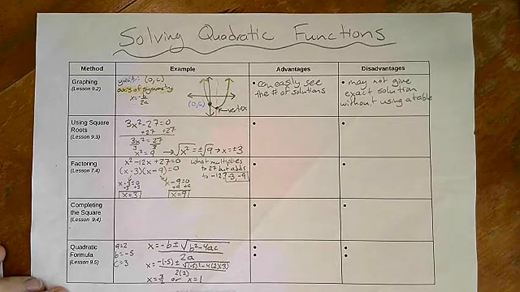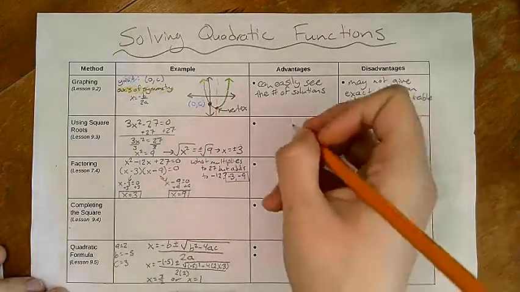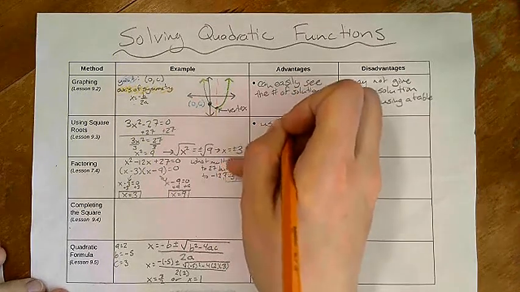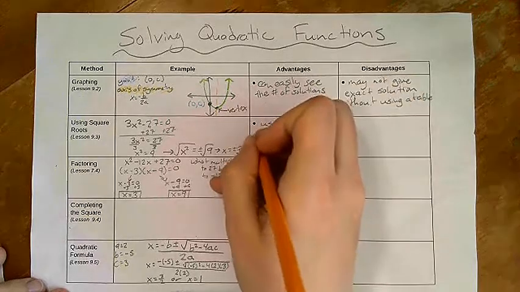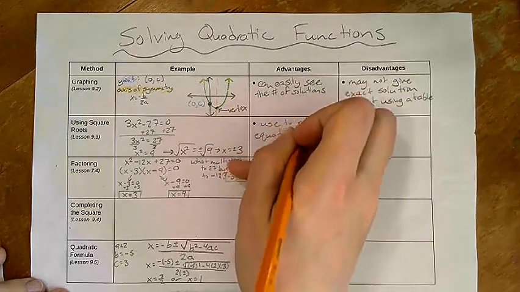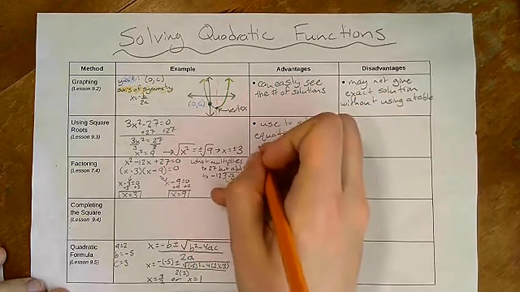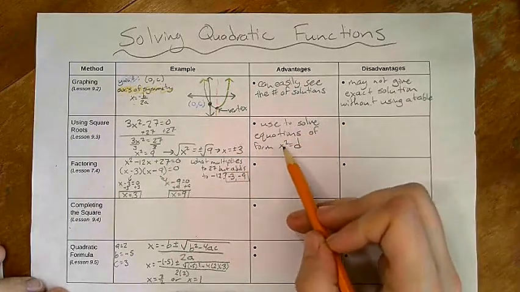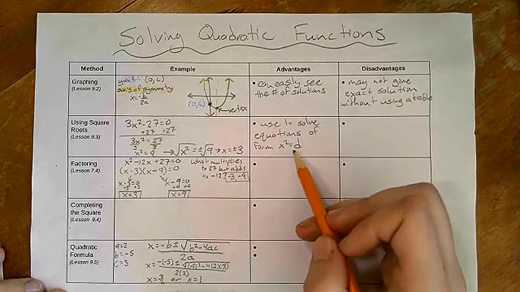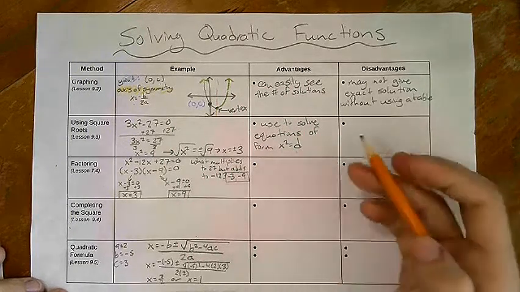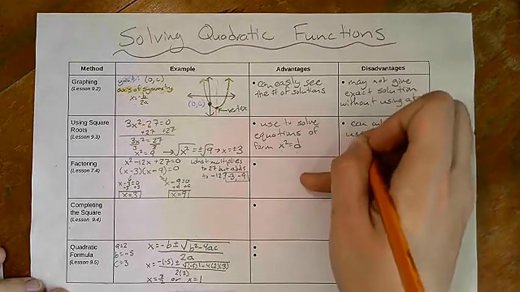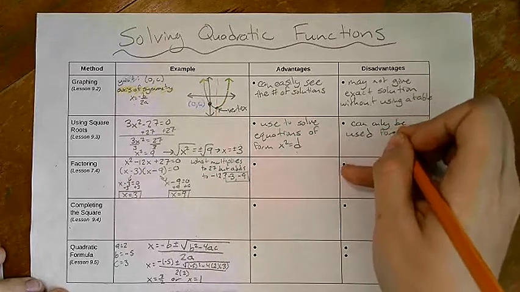For the next one, we're going to talk about using square roots. That was lesson 9.3. This one is great, we can use it to solve equations of the form x squared equals d, right? So we have x squared, we can get it by itself on one side, and then it's equal to some number.